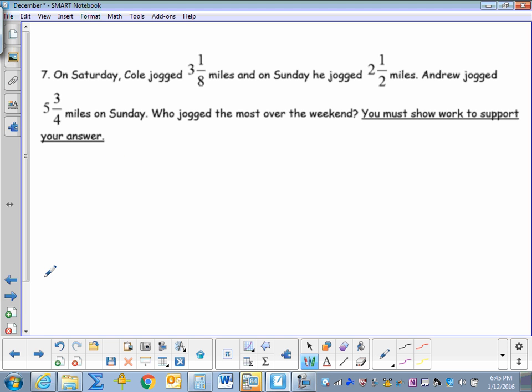Number 7, on Saturday, Cole jogged 3 1/8 miles, and on Sunday, he jogged 2.5 miles. Andrew jogged 5 3/4 miles on Sunday. Who jogged the most over the weekend? So Cole jogged 3 1/8 and 2.5.